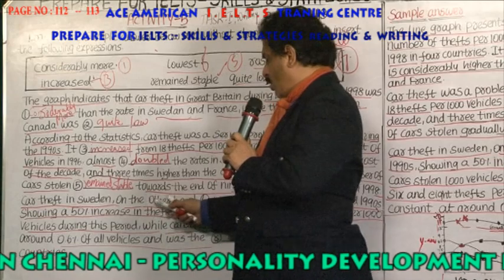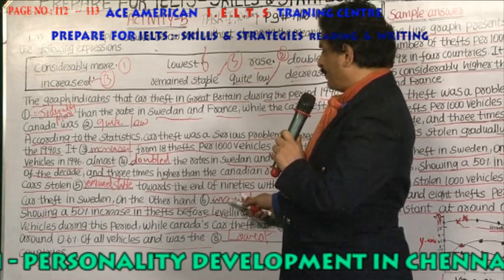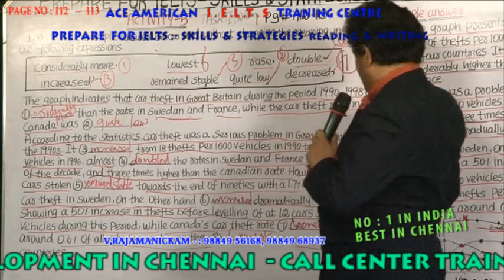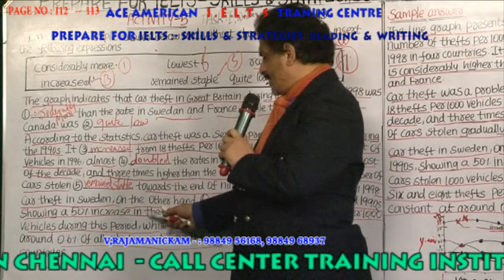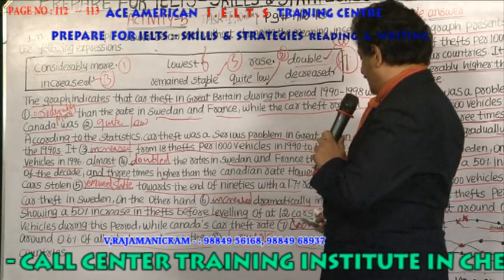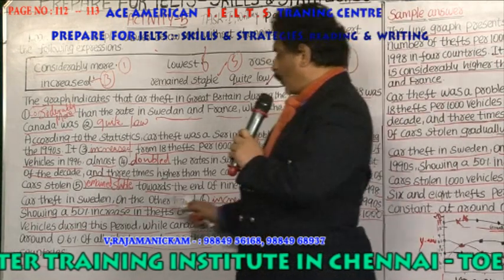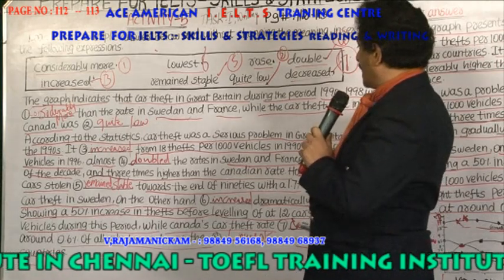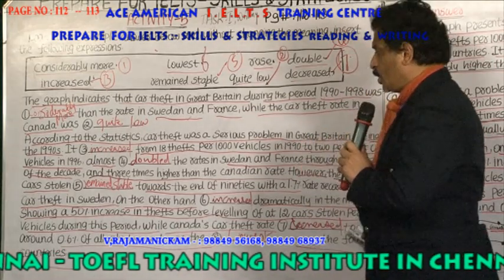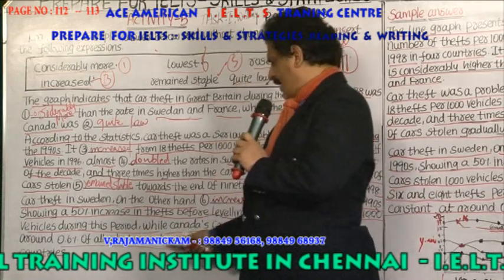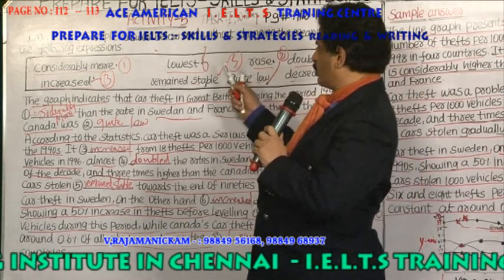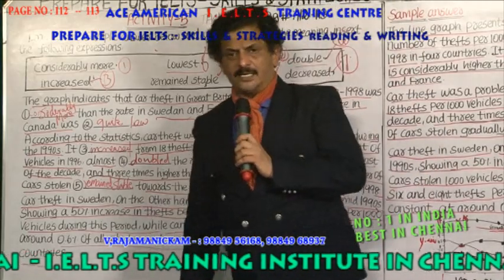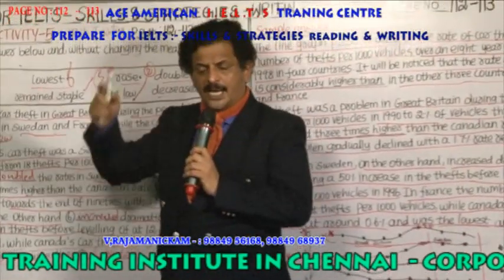Car theft in Sweden on the other hand increased. அப்ப ஸ்வீடன்ல அதிகமானது, increased dramatically in the mid 1990s, showing a 50% increase in thefts before leveling off at 12 cars stolen per 1,000 vehicles during this period. So while Canada's car theft rate, Canada car திருட்டு decreased, குறைந்தது, to around 0.6% of all vehicles and was the lowest, இருப்பதிலேயே குறைவான திருட்டு நடைபெற்றது கனடாவில் தான், among the 4 countries. 4 நாடுகள் ஒப்பிடும் பொழுது கனடாவில் தான் கார் திருட்டு குறைவாக இருந்தது.